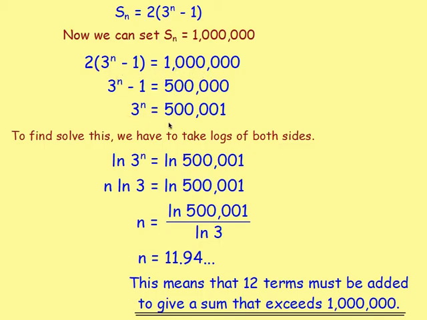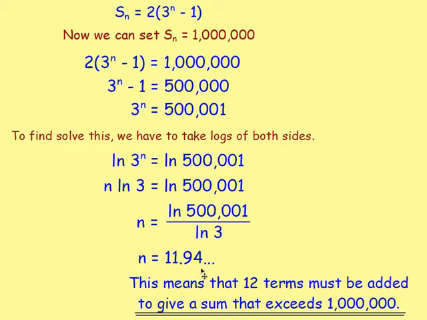Rearrange that to get n. Well, if you get down to this stage, 3 to the power of n equals 500,000 and 1. Then in order to solve that, you need to take logs because it's this index you're wanting to find. In Advanced Higher, it's really just natural logs that you need, so just take natural logs of both sides. The point in doing that is you can move n down. So you've got n times ln3 equals ln 500,000 and 1. Rearrange that to get the value of n, plug that into the calculator, and that gives you 11.94.